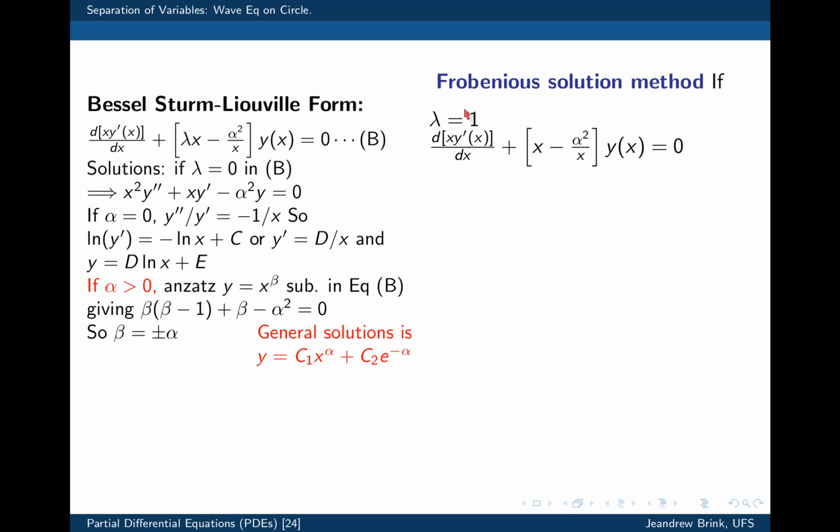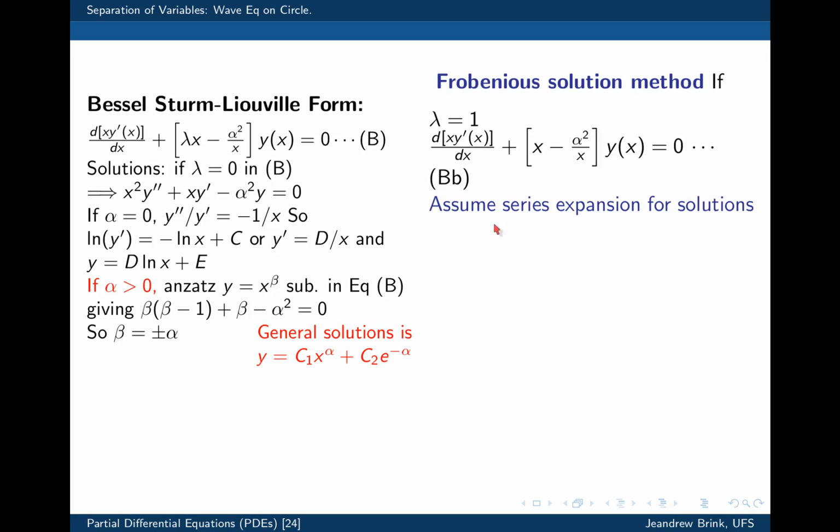But anyway, so we have lambda equals 1, so we're trying to solve this equation. The way we're going to do it is use what we call the Frobenius method. It's basically a generalization of this ansatz. I'm going to call the equation where lambda is equal to 1, BB.